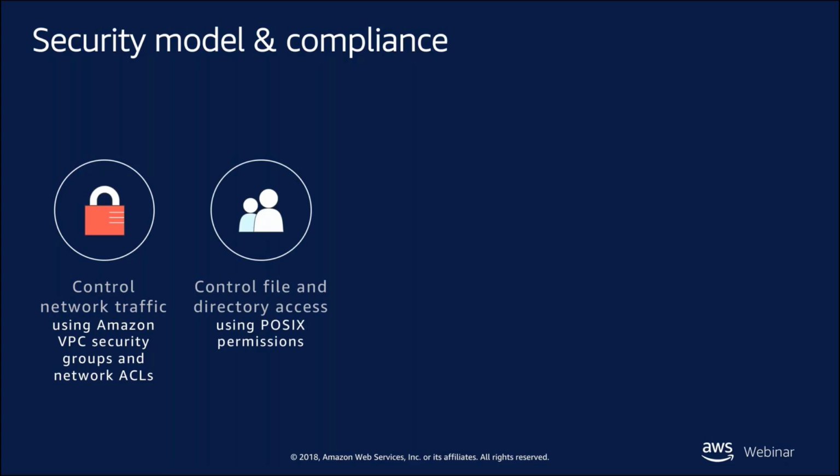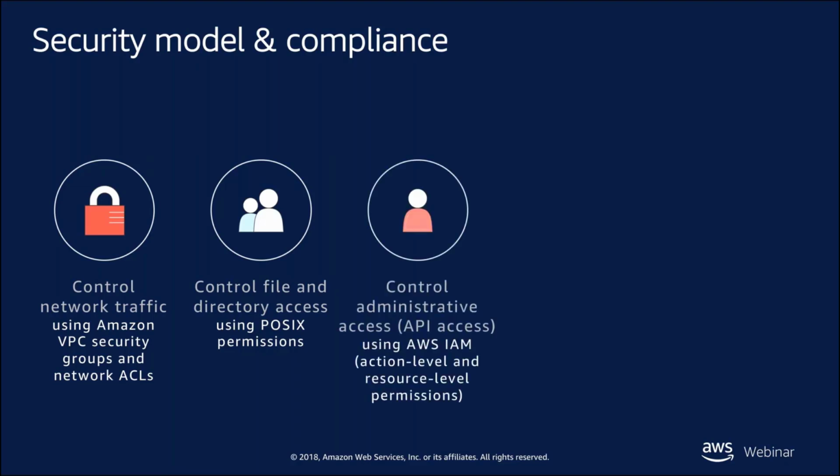In terms of file control and directory access, we are POSIX compliant. So you would issue your standard POSIX permission calls to control what user or group has access to different files and directories. When it comes to controlling API access, you would use the AWS Identity and Access Management service, so IAM, and you can control action level and resource level permissions. When it comes to encryption of data, we offer encryption of data at rest and in transit. At rest, you would set it up at the file system when you create it, and in transit, you would set it up when you mount the file system from a client. Those are separate. You can have both running at the same time, or you can have either one or the other.